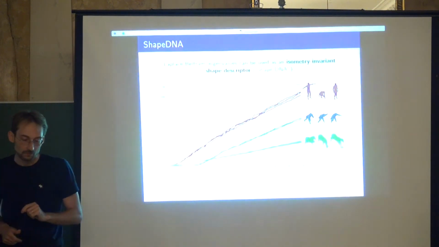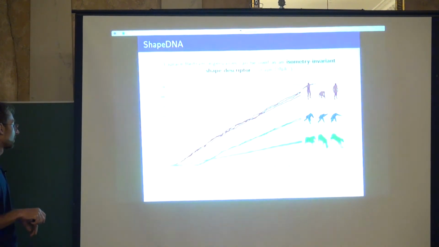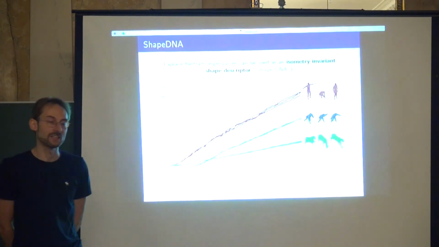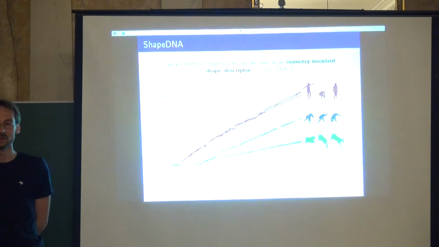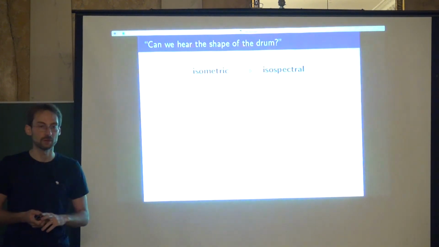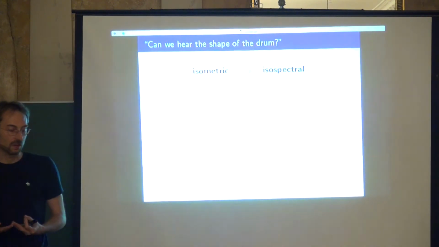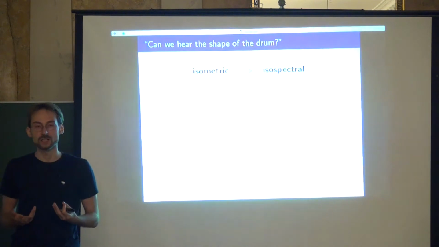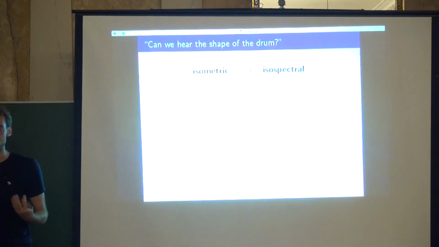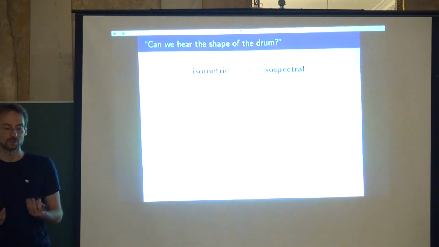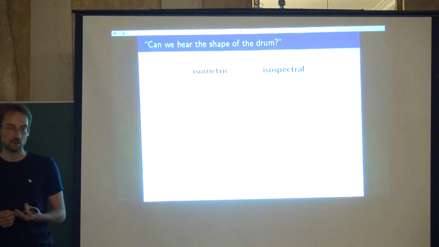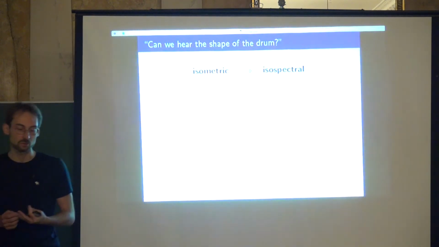Okay, and this is a work of Martin Reuter from 10 years ago. They call it the shape DNA. So they use Laplacian eigenvalues as a shape descriptor, and they show applications in shape retrieval. Obviously when two shapes are isometric, they will have the same Laplacian, so they will have the same spectrum, the same eigenvalues. We call such shapes isospectral.